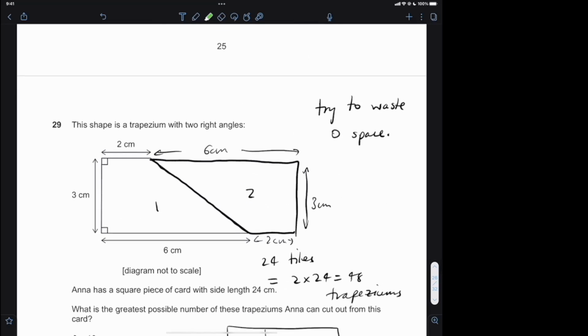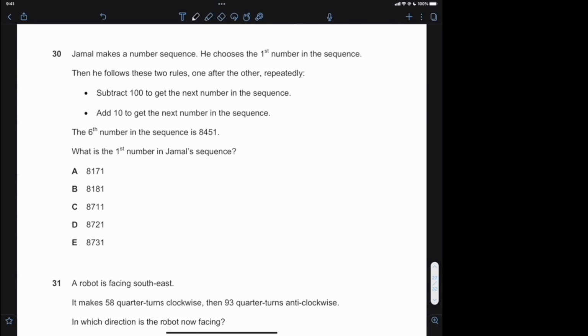Moving on, question 30, we can see Jamal makes a number sequence. He chooses the first number in the sequence. Then he follows these 2 rules, one after the other, repeatedly. Subtract 100, and then the next one is add 10. So each time this rule cycle goes, you're minusing 100 the first step, then you're plussing 10. So after each pair of steps is done, overall you're minusing 90. That's what's happening overall.